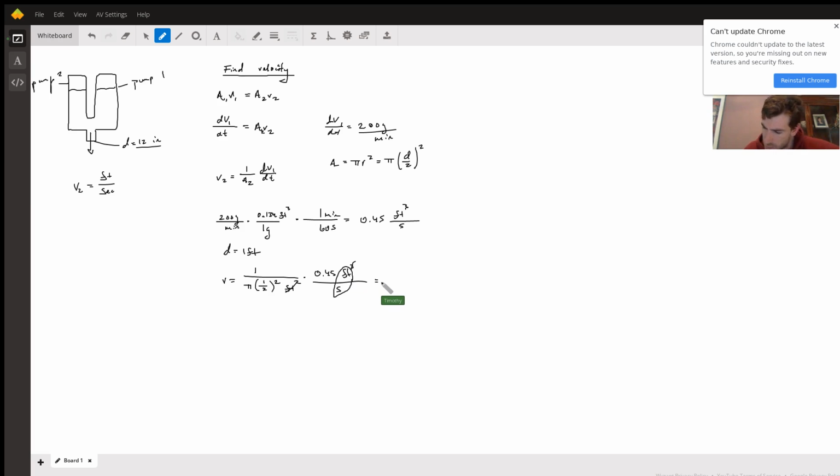And we should get something, let's see what we get here. So we'll get 0.45 divided by pi times 1/4. We should be getting something like 0.573 feet per second. And that should be your answer.